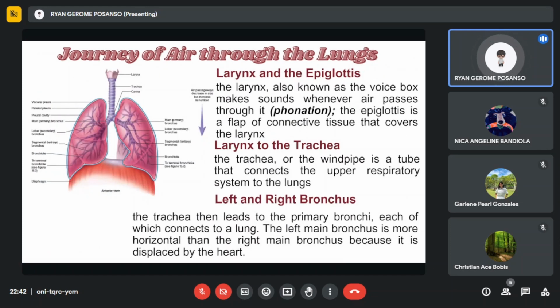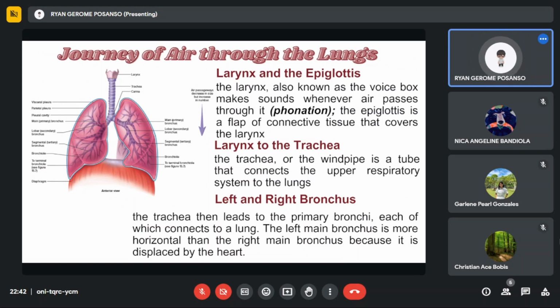Next is the larynx and the epiglottis. The larynx, also known as the voice box, makes sounds whenever air passes through it. So that is called phonation. The epiglottis is a flap of connective tissue that covers the larynx. So when we eat and when we swallow, the epiglottis blocks off the passageway of the larynx so that we won't choke.